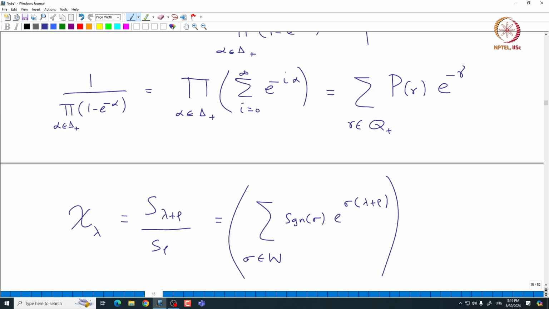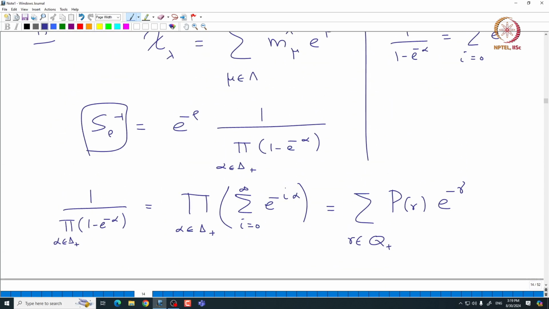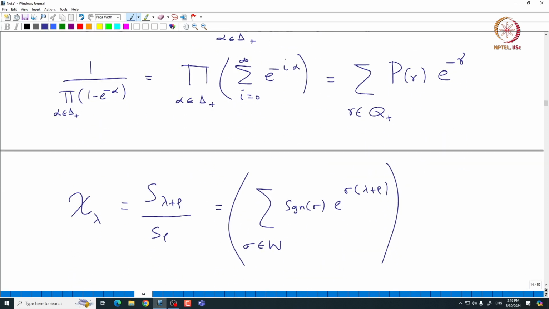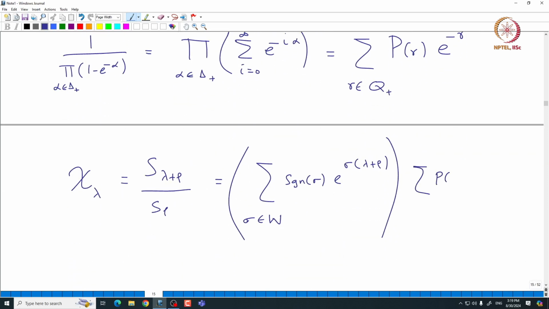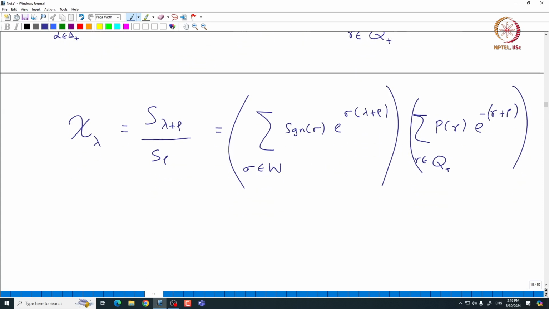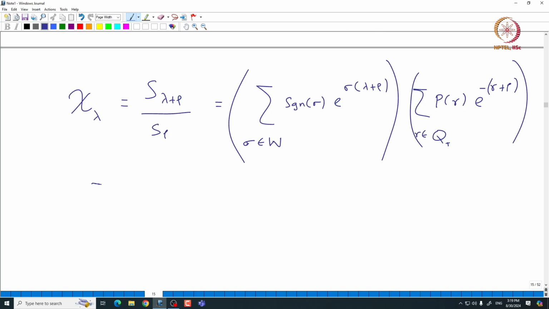So, this times S rho inverse, which is given by e power minus rho times 1 divided by the product of 1 minus e power minus alpha, gives you exactly the summation of p of gamma e power minus gamma plus rho, where gamma runs over Q plus. Now you can make this gamma run over Q, there is no issue. Then if you rewrite this, on the left hand side you have the multiplicity of mu in V lambda, e power mu, in capital Lambda is equal to summation.